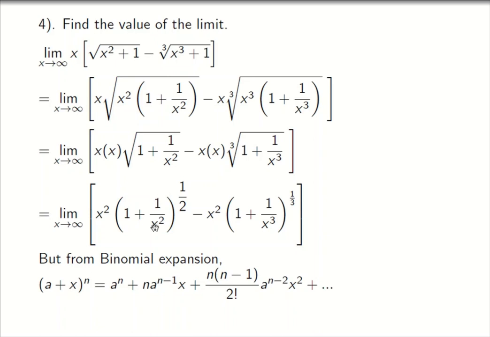But this expression here is of the form a certain number plus x all to the power n. And this we know from binomial expansion that we can expand this as a to the power n plus n a to the power n minus 1 x plus n into bracket n minus 1 over 2 factorial a to the power n minus 2 x squared plus dot dot dot. You continue like that. So it means that I can expand this and I can also expand this and see what I will get.